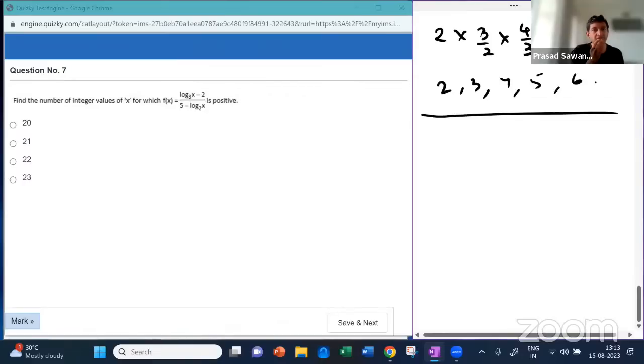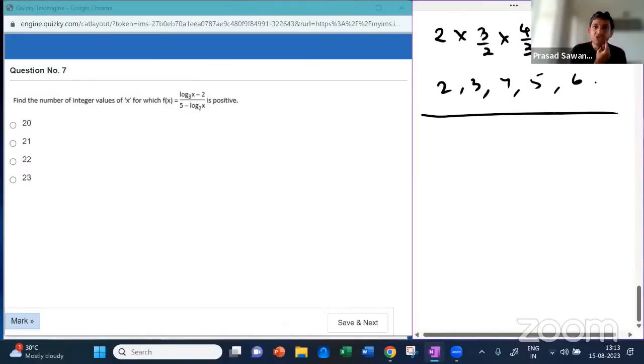5 minus log x to the base 2. So log can be negative, but for that x cannot be an integer. x has to be 0 point something for the denominator to be negative. So the denominator can be negative, no matter what. Numerator can be negative. So both of them negative is not a possibility. Both of them should be positive.